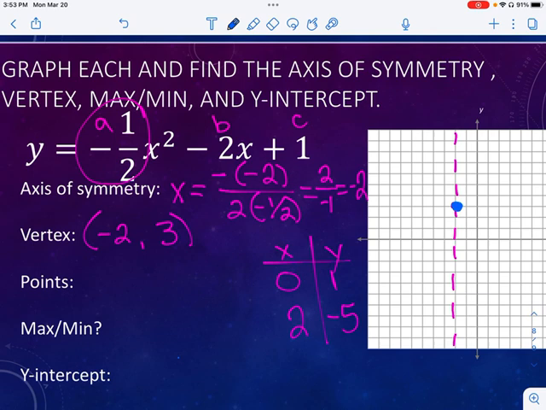So now I come over here, 0, 1. And then I have 2, 1, 2, 3, 4, 5. I'm going to reflect it. And I'm going to reflect it. And you'll notice that half again, since it's a half, that's going to shrink it. It's going to widen that parabola out, and it's going to flip it.